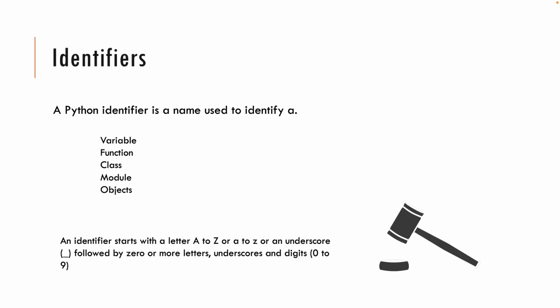Next, we have the identifiers. What is an identifier? In Python, any name we use is said to be an identifier, but there are some rules. Like the language we speak, there are rules for the grammar, for the arrangement of subject, verb, object, like that.